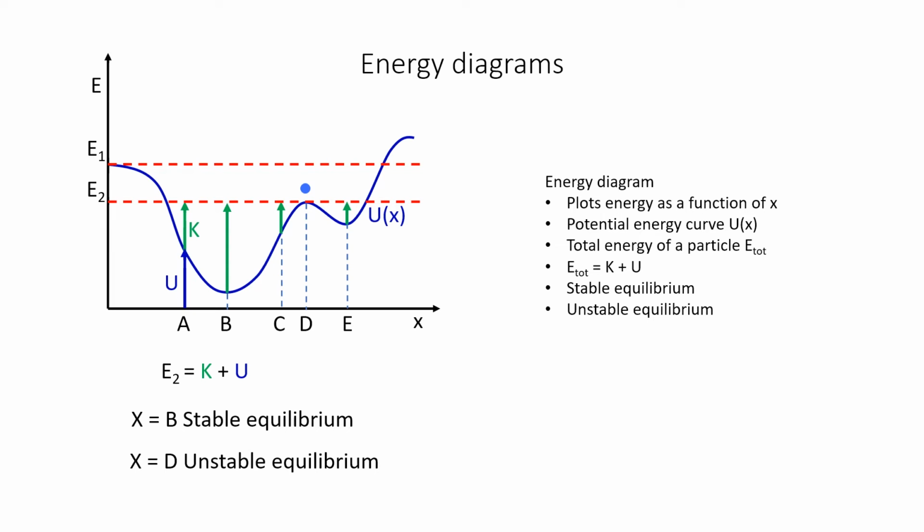Point D is what we call an unstable equilibrium. If a particle is placed at point D, a small perturbation will push it to the right or to the left, and it won't keep returning back and forth and oscillating about point D. It will go to the right or to the left, but not keep oscillating about point D. This is what we call an unstable equilibrium.